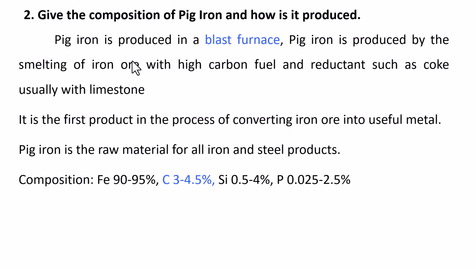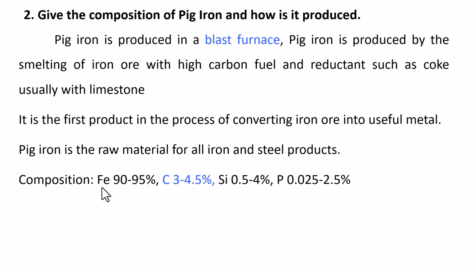Second question, give the composition of pig iron and how is it produced? Pig iron is produced in blast furnace. Pig iron is produced by the smelting of iron ore with high carbon fuel and reductant such as coke, usually with limestone. It is the first product in the process of converting iron ore into useful metal. Pig iron is the raw material for all iron and steel products.